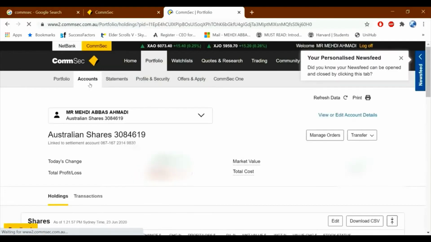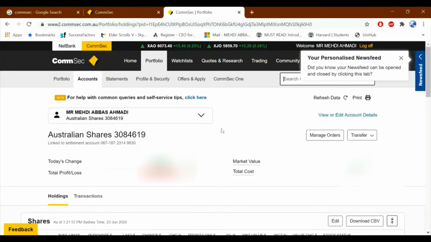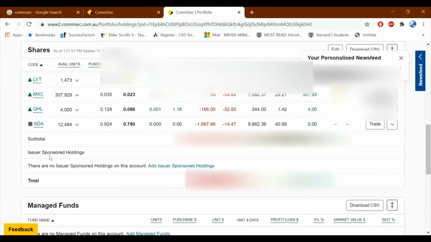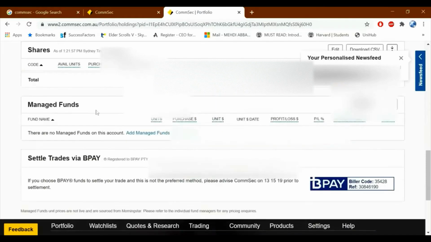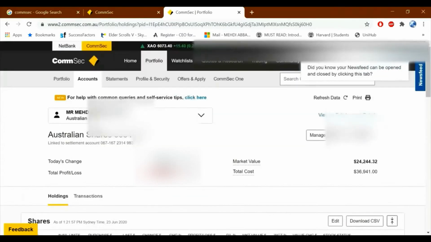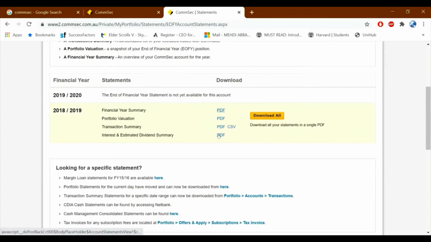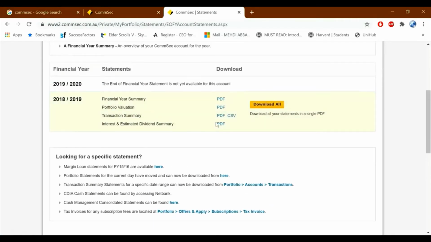Under portfolio we have account. This account gives you complete information of your account, the types of shares that you're holding at the moment, and the total, how much you're worth. Also, if you have any managed fund or any other stuff, it will be under account. Then we have statement. This is beneficial when you're doing your tax return, or you want to keep an eye, every 6 months or every year, on your performance.